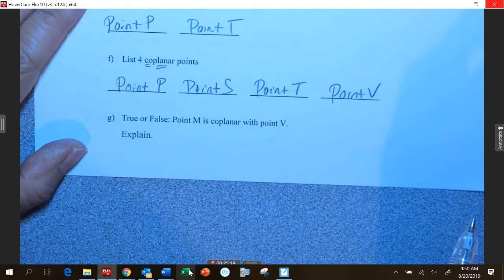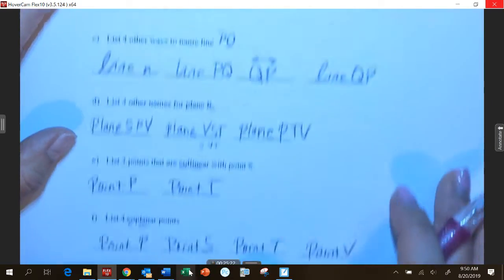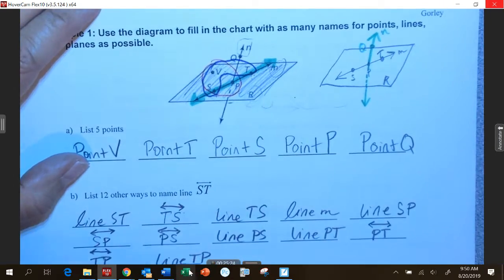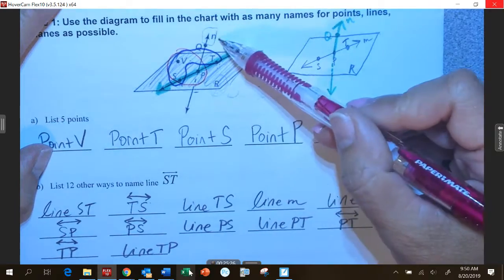So what point is not coplanar? Which point was not on that plane? Q, that one that's like floating out here.